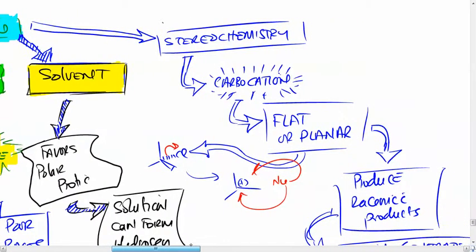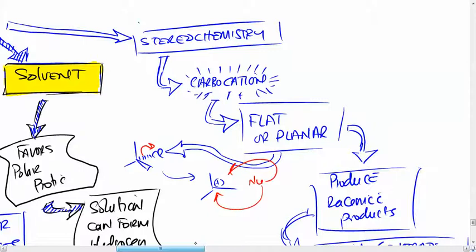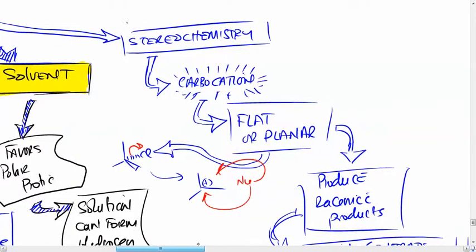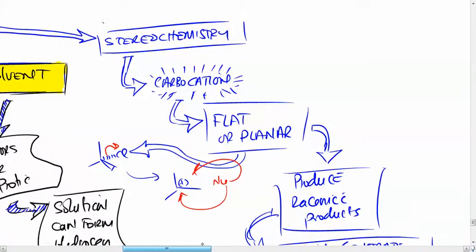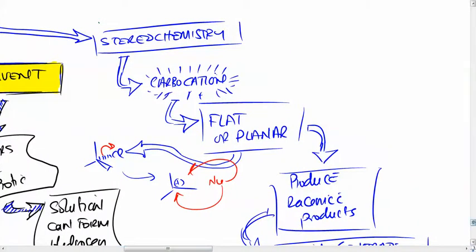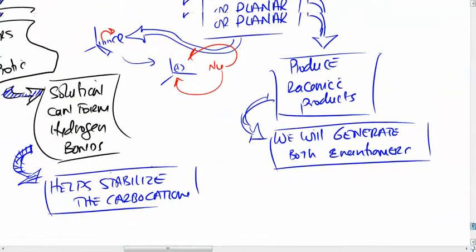Then in terms of stereochemistry, we know that we're going through a carbocation. The carbocation is flat. Once we form that carbocation, the nucleophile can come in from the top or the bottom. So that means we're going to produce a racemic mixture, which just means that we generate both enantiomers.